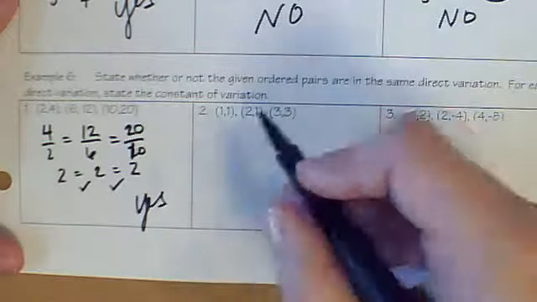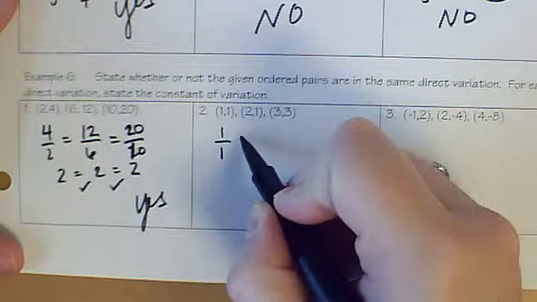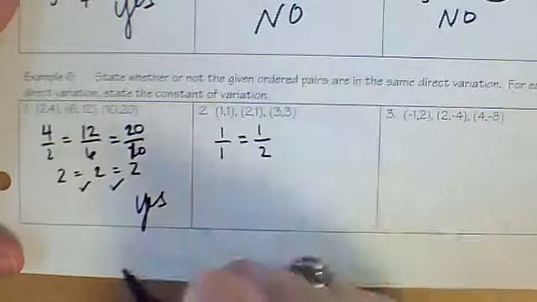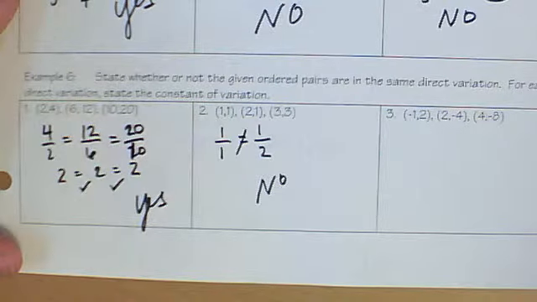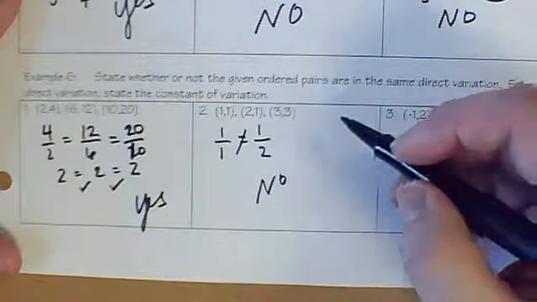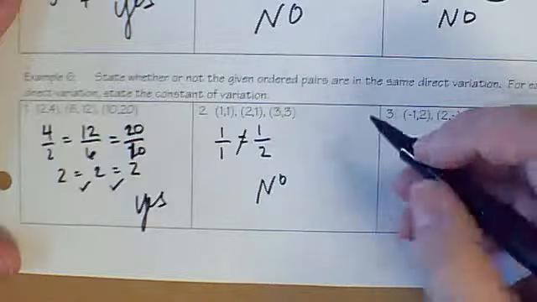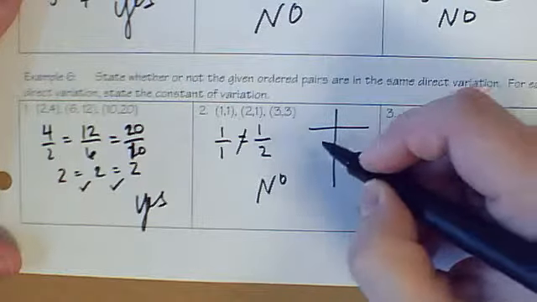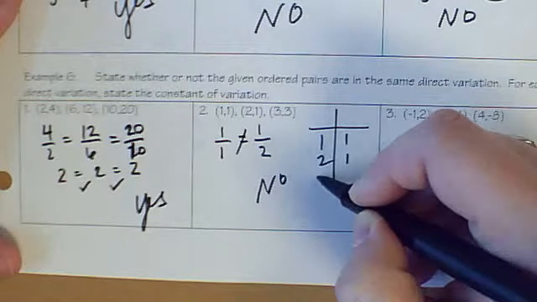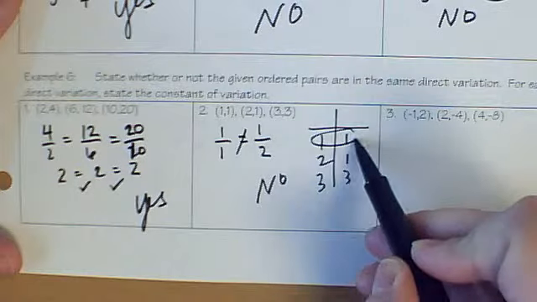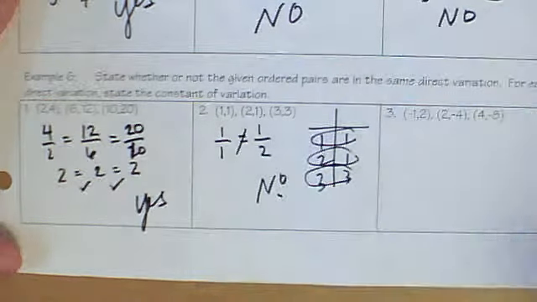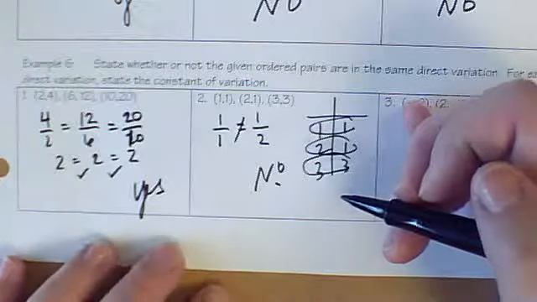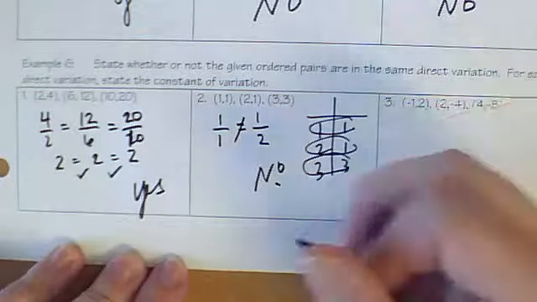So we look at the next one. 1 divided by 1 needs to equal 1 divided by 2. Well, right there you can see that those are not equal, so this is not direct variation. So that's what you need to do. You need to go through, and if it's in a table, just do the same thing. It's the same thing as the ordered pairs. So that would be the same as if I had it written like this. I would need to take those divide, those divide, those divide, and see, are they equal? And if they're not, then you need to write no, because it's not direct variation.